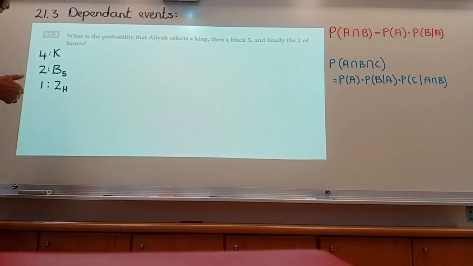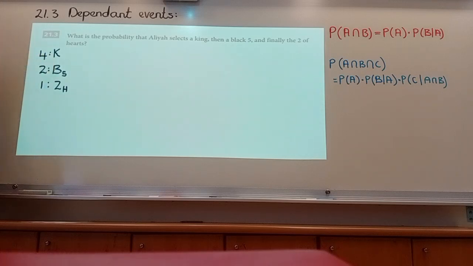Right, let's take a look at what our example is saying. It says, what is the probability that Aliyah selects a king, with a deck of cards, then a black 5, and then finally the 2 of hearts in a row?